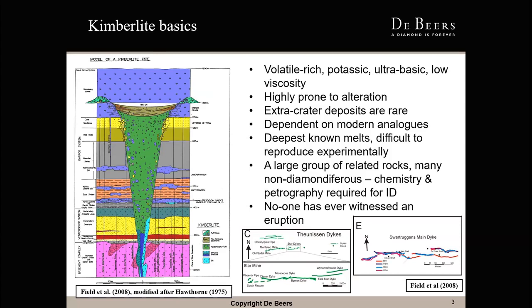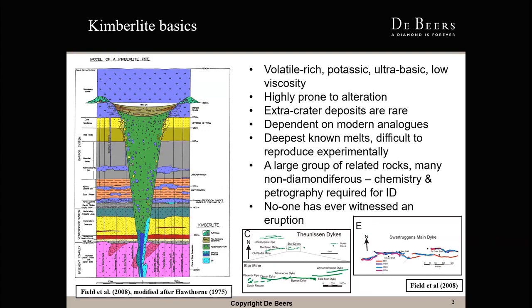Because there are no current kimberlites erupting and haven't been for some time, there are no new examples to go on. We're completely dependent on looking at modern analogs in terms of volcanism to understand how kimberlites actually form in terms of the eruptive processes. They are the deepest known melts, so pretty special in that sense. And also because of that, difficult to reproduce experimentally. You'll appreciate that something that comes from 150 kilometers down will show quite a bit of modification before it eventually reaches the surface. And that is also quite problematic in terms of reproducing these magmas in a laboratory setting.